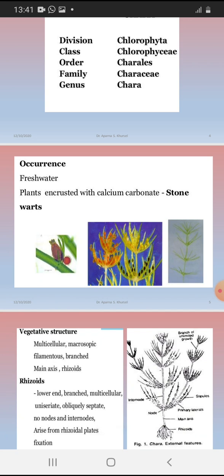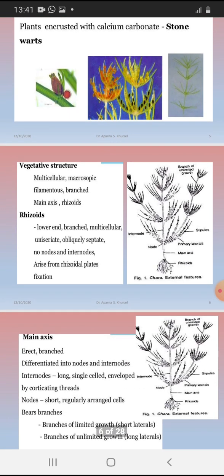Chara generally occurs in ponds, lakes, and other water bodies. It shows the presence of calcium carbonate, hence it is called stonewort. It is macroscopic in nature. It is submerged under the water, and there are around 27 species in India. Vegetatively, it is a multicellular, macroscopic, filamentous, branched structure.